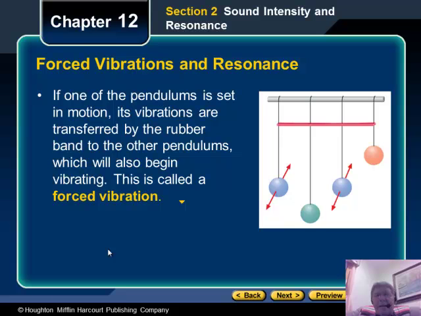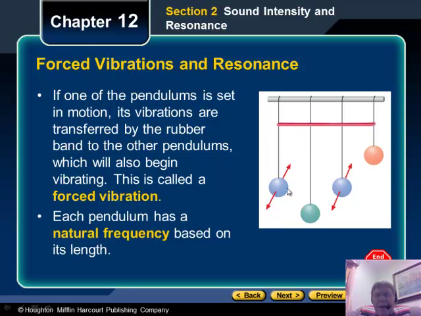Okay, let's change gears here and look at resonance and forced vibrations. If you have a situation like this, you've got a rigid rod here, and you've got something connecting these pendulums. As you start one pendulum swinging, that is going to be transferred by this rubber band to the other pendulums, and they will start swinging.